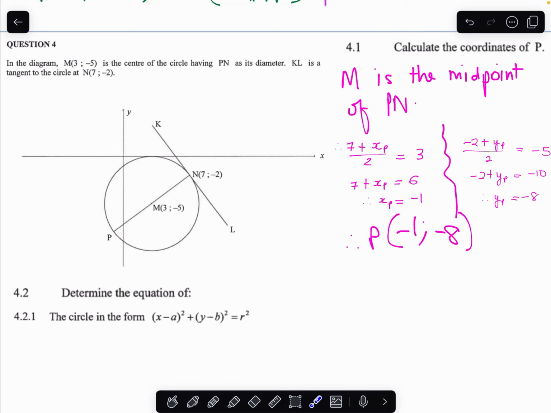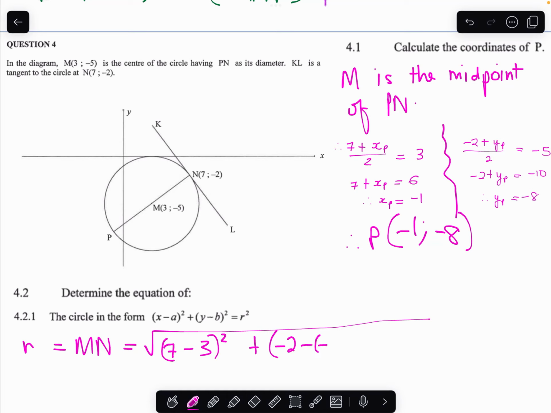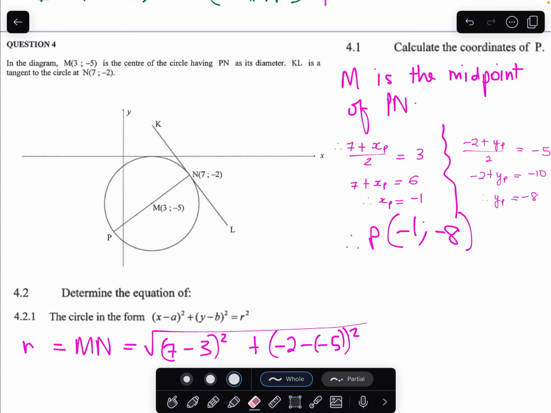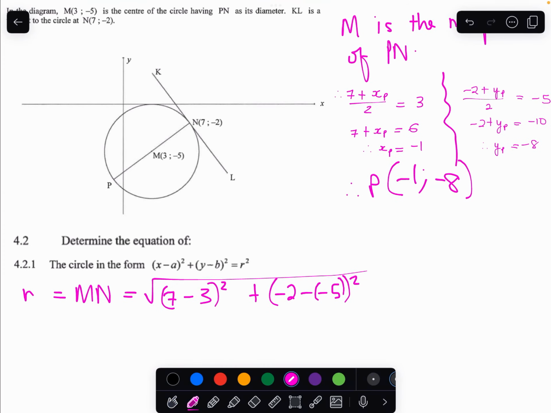So r is equal to the length of MN, which we can figure out by working out the difference between the x coordinates squared plus the difference between the y coordinates squared. Very generous square root there. Okay, right, and as we know, I will not use a calculator because why would I do that? It's a luxury I don't deserve.